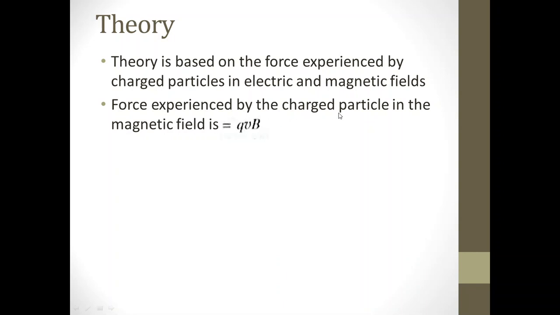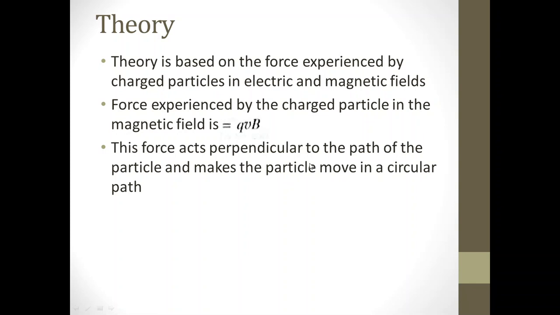The force experienced by the charged particle in the magnetic field is q v cross B, where cross is the cross product. So v cross B means vB sine theta, but theta is 90 degrees because we are applying the magnetic field perpendicular to v. So it becomes qvB. This force acts perpendicular to the path of the particle and makes the particle move in a circular path.